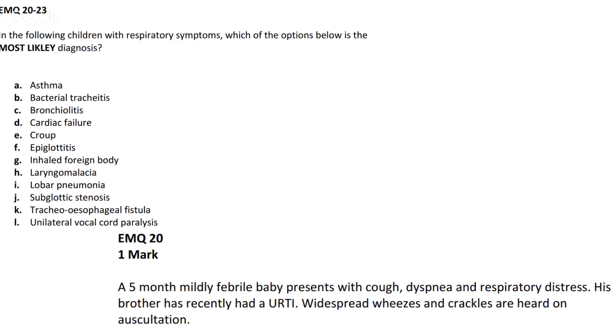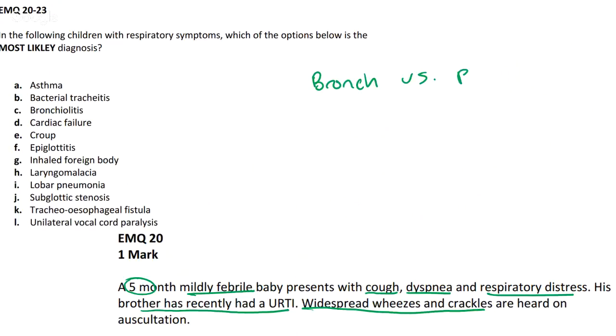Okay, all right. So a 5-month-old child, mildly febrile, with cough, shortness of breath and respiratory distress. His brother recently had an URTI, so he has a sick contact, with widespread wheezes and crackles on auscultation. What is this? Bronchiolitis, but how do you differentiate that from something else, versus pneumonia, versus croup, etc.? Yes, widespread, and age, that's very important. So what is the organism here? RSV.